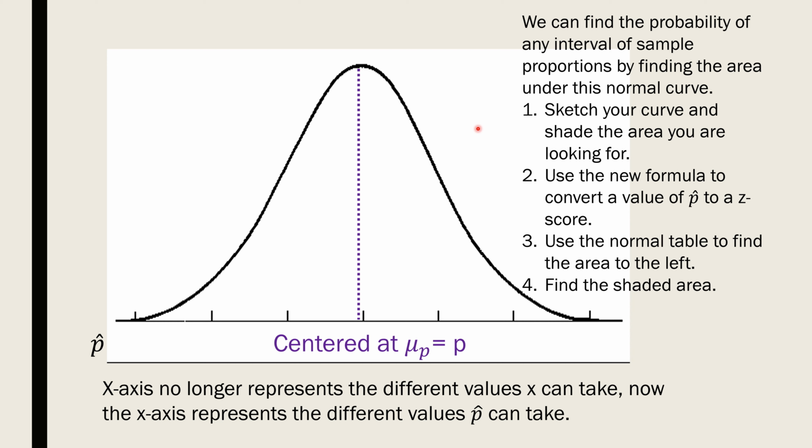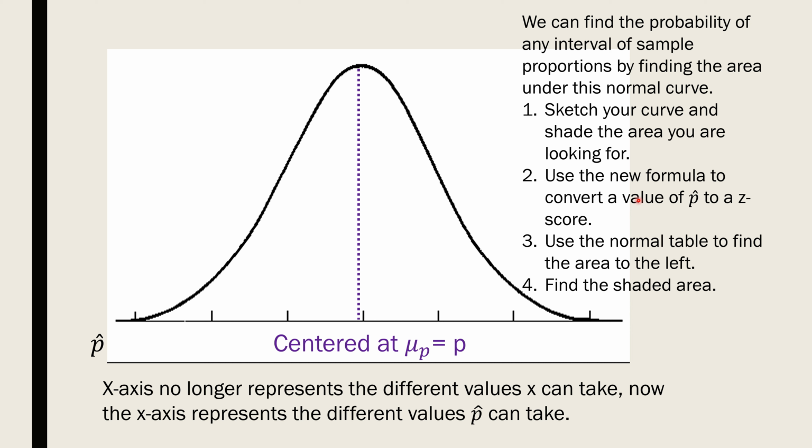We can find the probability of any interval of sample proportions by finding the area under this normal curve. You need to follow these 4 steps. First, sketch your curve and shade the area you are looking for. Pay attention that this new curve will be centered at mu p equals p. The p is the population mean. Mu p is the mean of the sampling distribution.